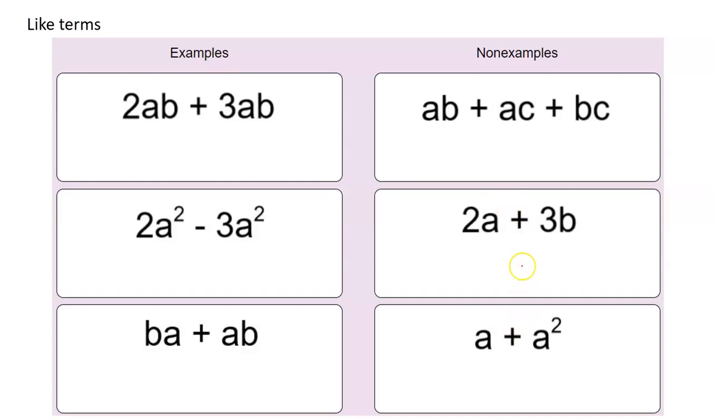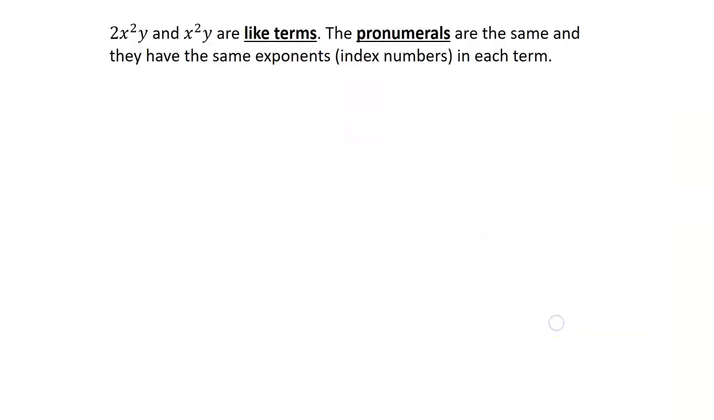In this column here, we've got non-examples. So these terms all contain different letters. So do these ones here. Here we've got the same letter A, but different exponents. This is A to the power of an invisible 1, and this is 2. Different exponents means they're not like terms.